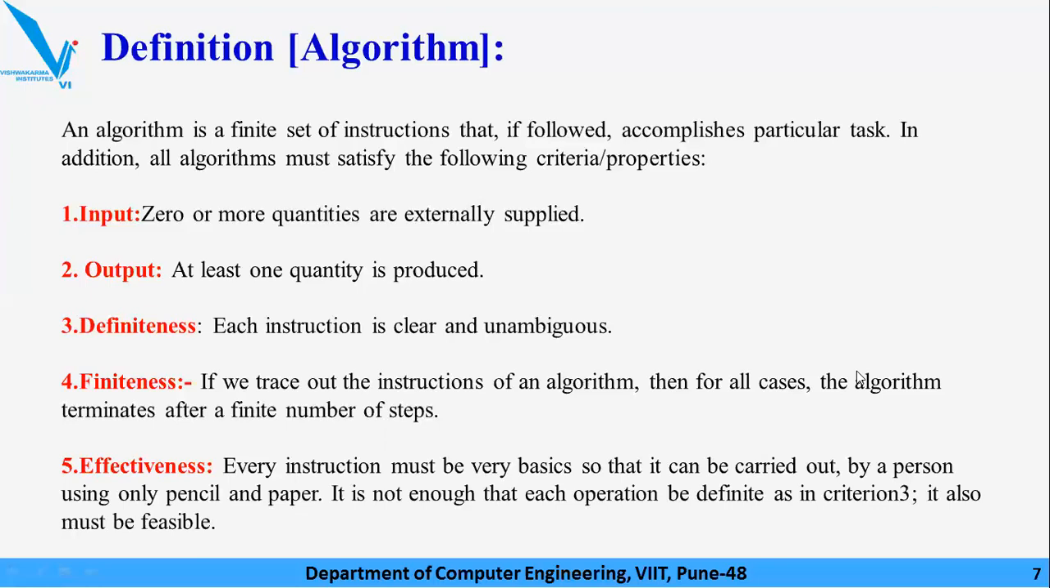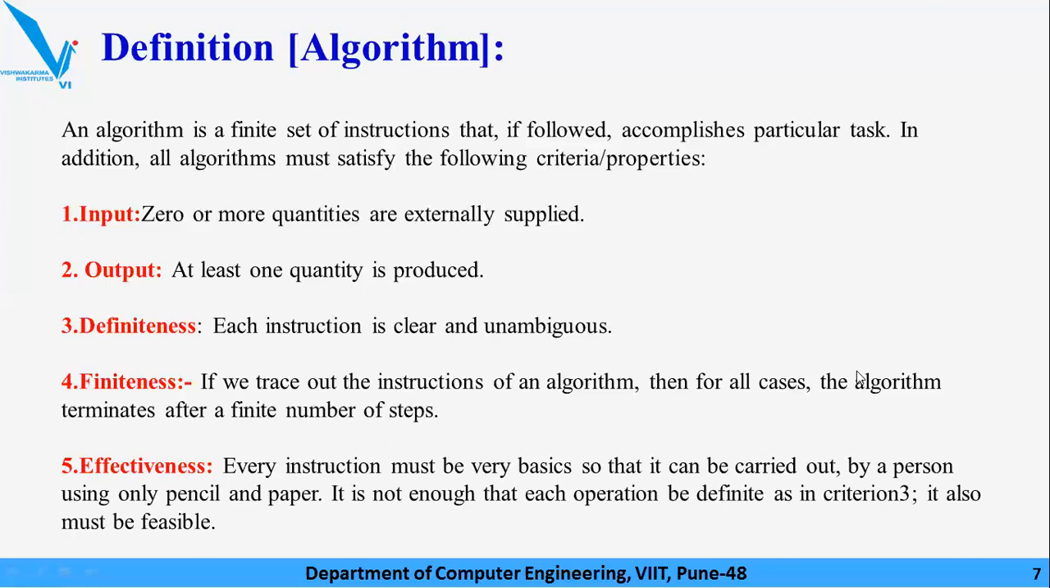Third, definiteness. Each instruction is clear and unambiguous. What is a clear instruction? We have said take tea powder, take sugar, take milk, and take water. These are definite instructions. If I had said just "take this," but what does "this" refer to? That would be an ambiguous instruction. So each of your instructions must be clear.